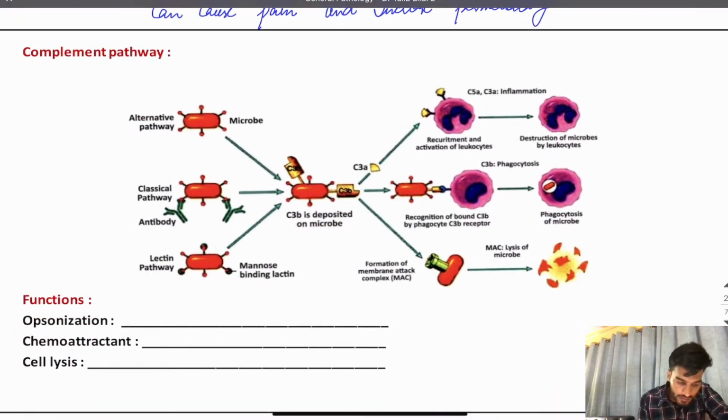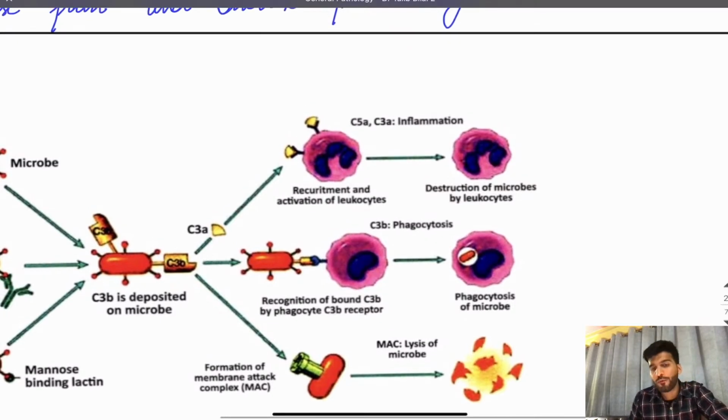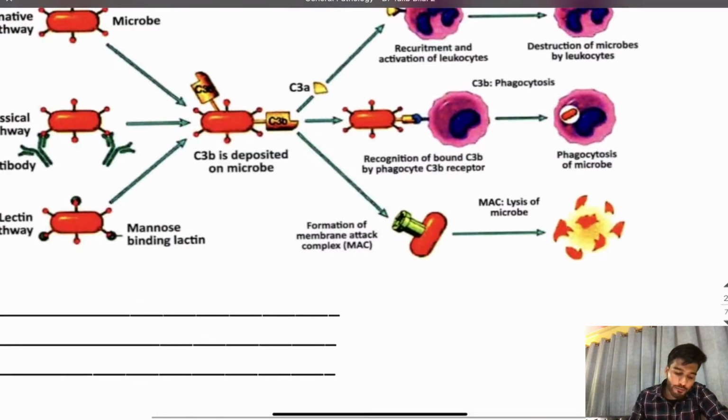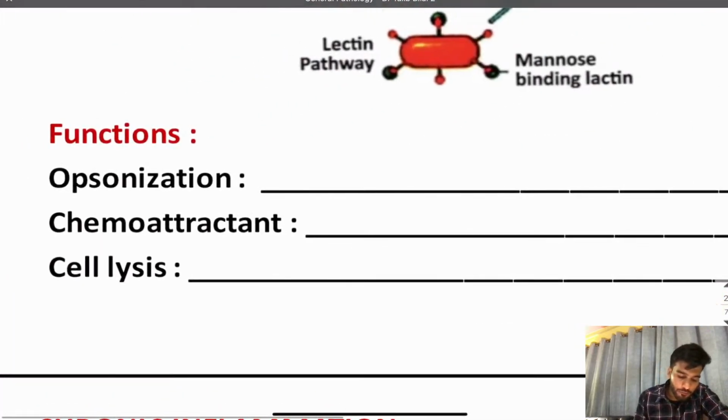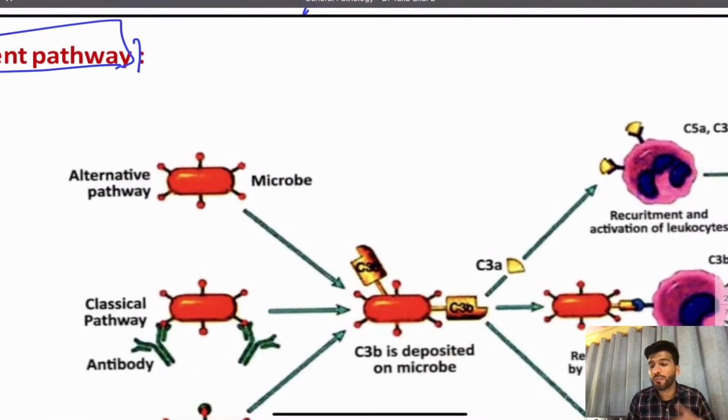Then the complement pathway, guys. This complement pathway consists of more than 20 proteins, and these proteins are responsible for immunity, whether innate or adaptive. What is the function of this complement pathway, guys? The function is opsonization, chemoattraction, and cell lysis. In this pathway there are multiple complement proteins, C1, C2, C3, C4. These complements help in innate and adaptive immunity.